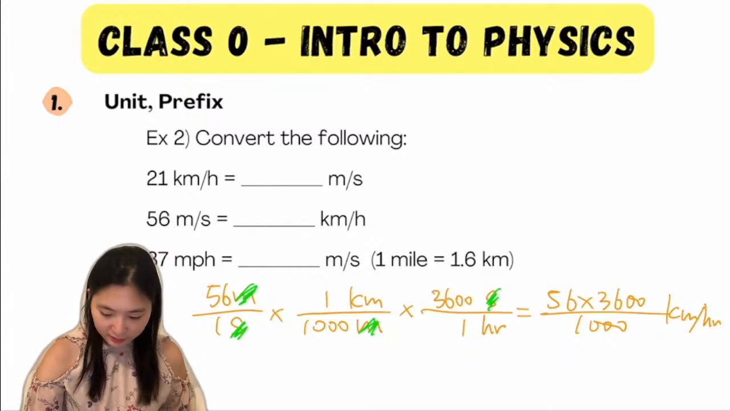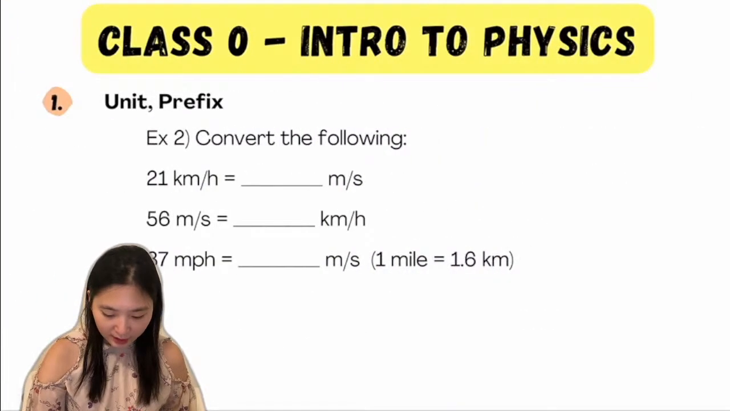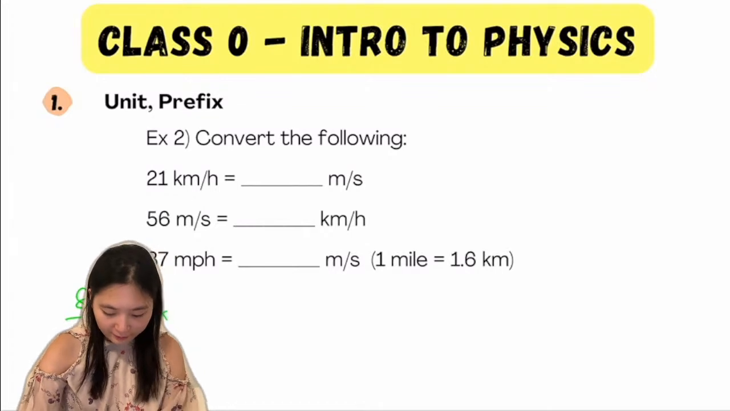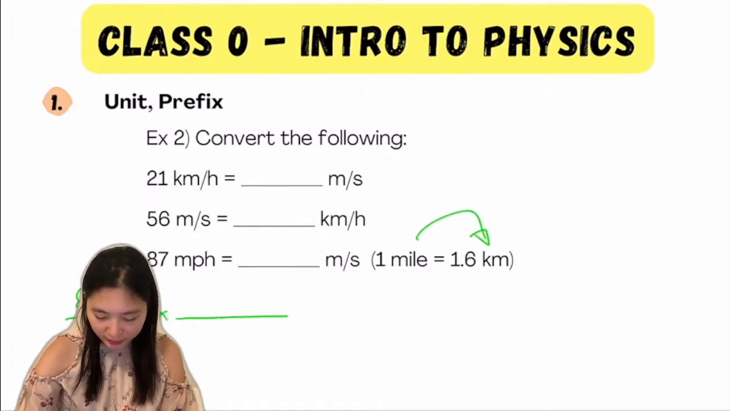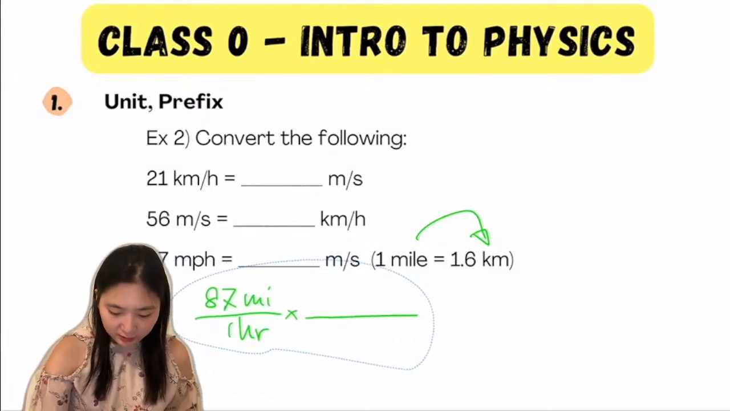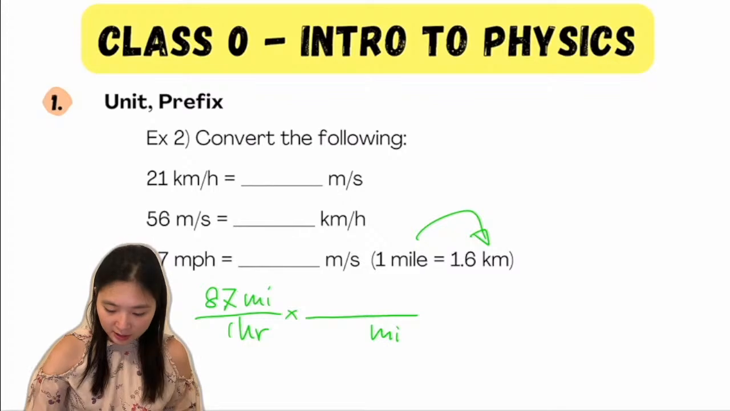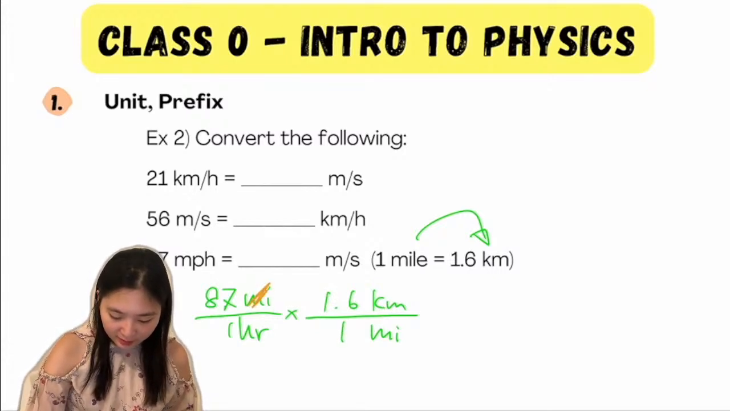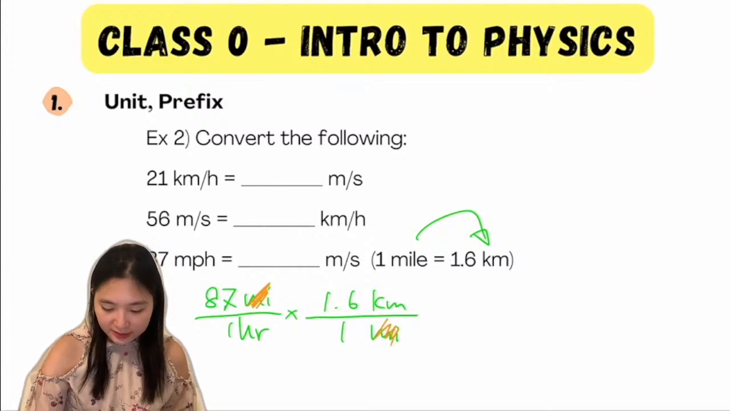Okay, so this is how I do the last one. 87 miles per hour, 87 miles over 1 hour. The first step is to convert the miles into the kilometers. Again, I want to cancel out the unit of the miles. So I put the miles in the denominator and the kilometers in the numerator. So it becomes 1.6 kilometers over 1 mile. By then, the mile unit is canceled out.